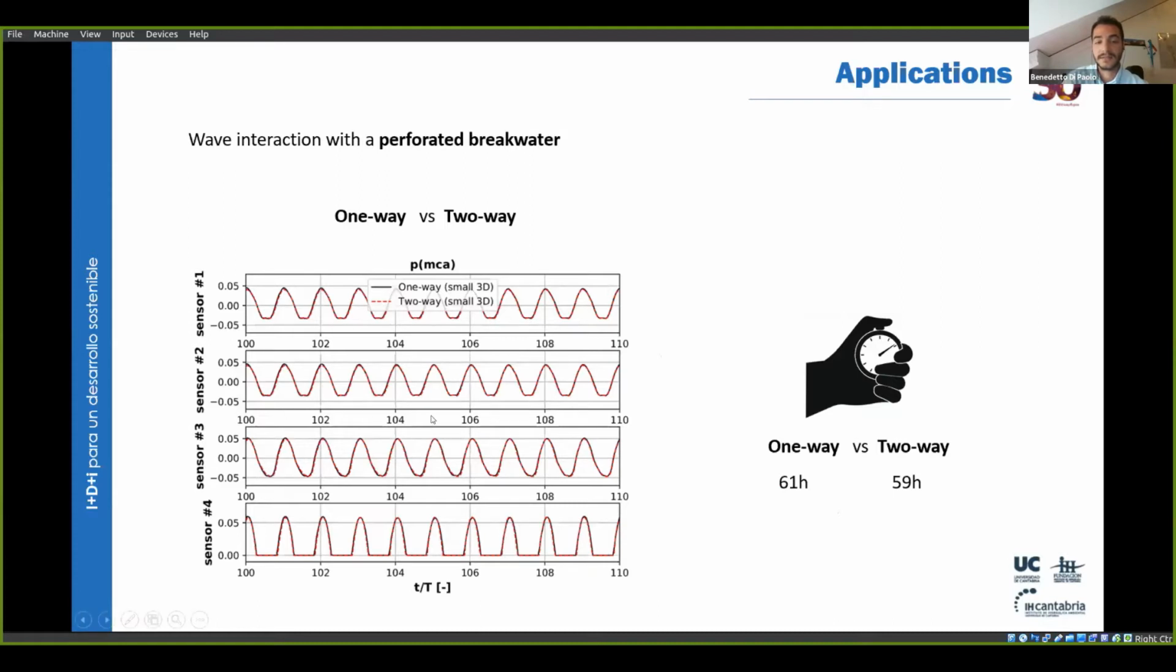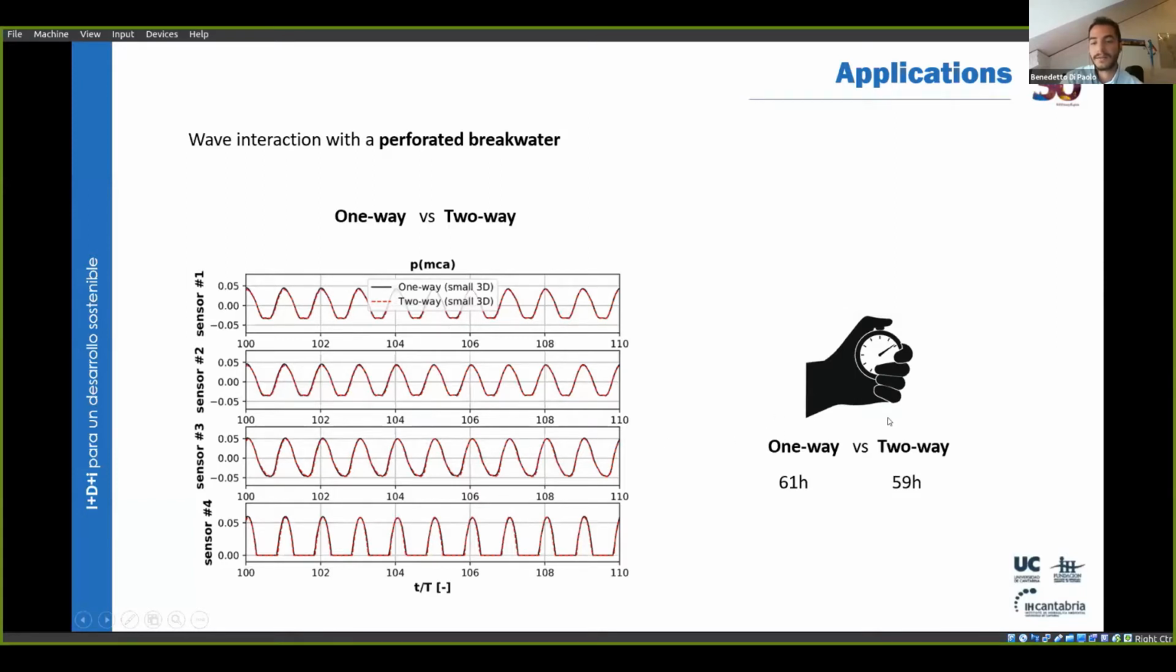For these cases, I show you here a comparison of the dynamic pressure, the pressure induced by waves at the front wall of the breakwater. As you can see, the signals are almost coincident. So in this case, both models perform very well and are equivalent.